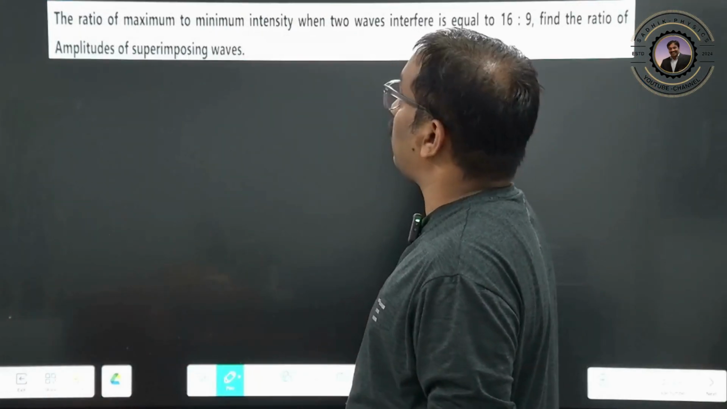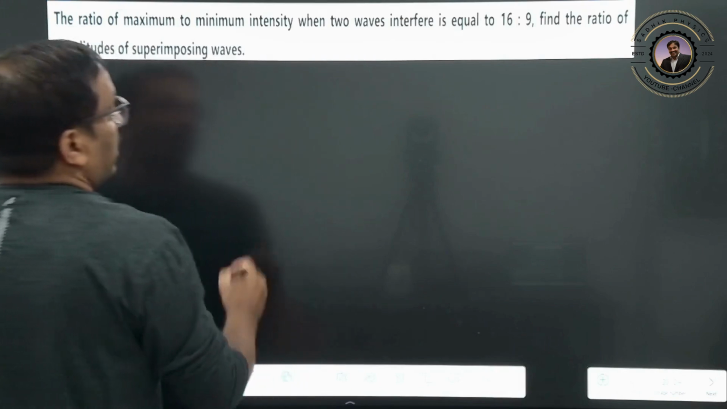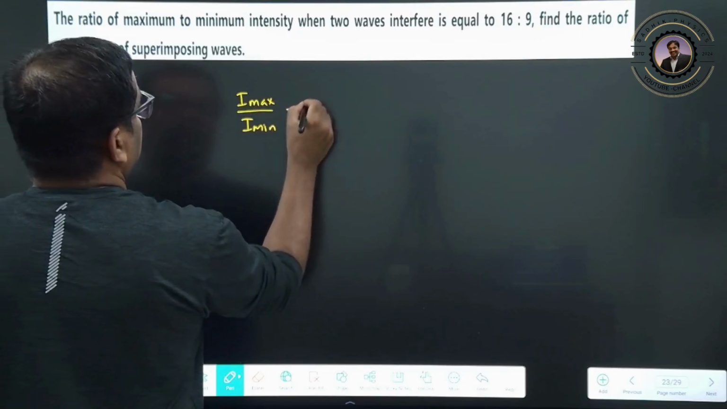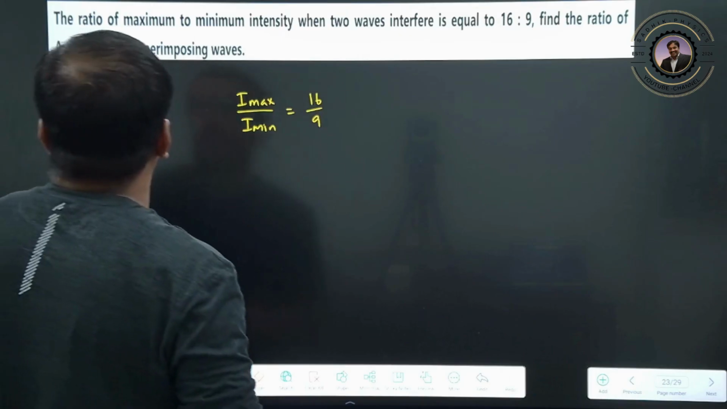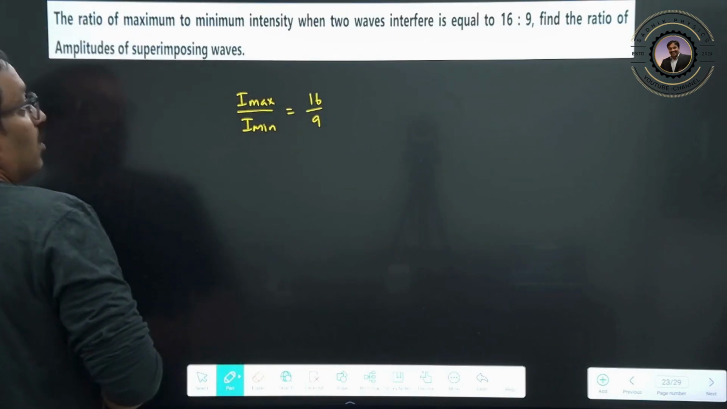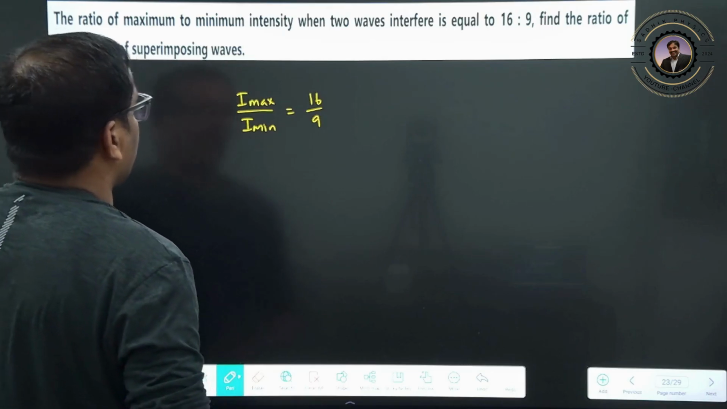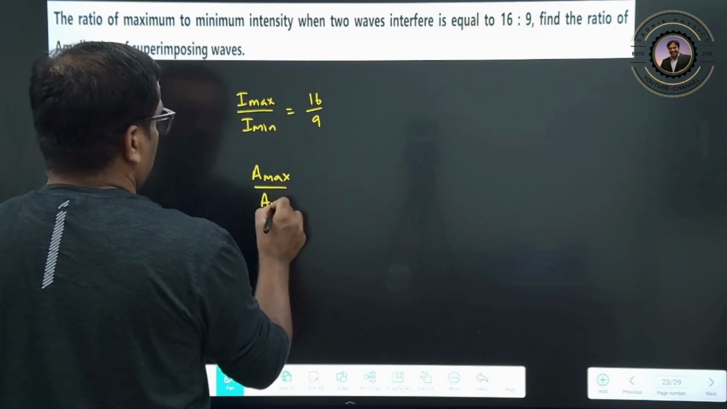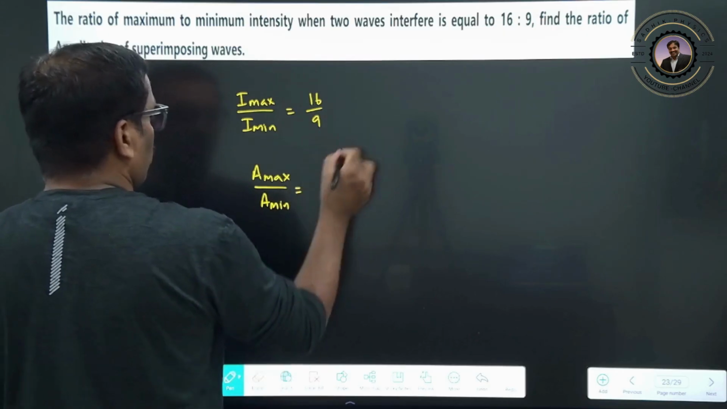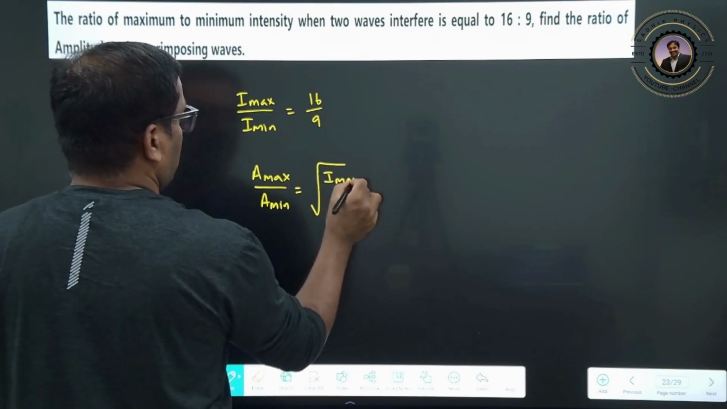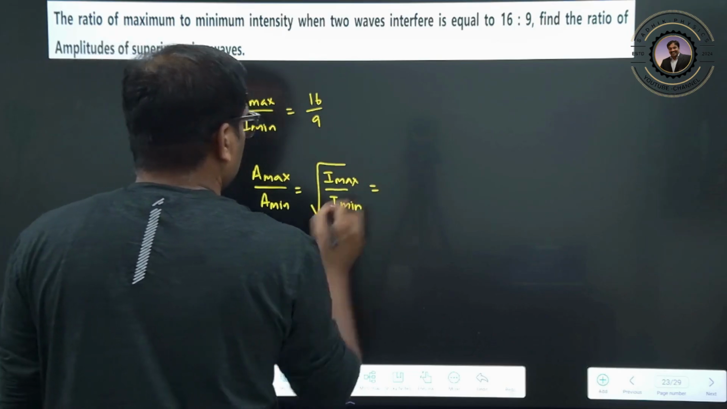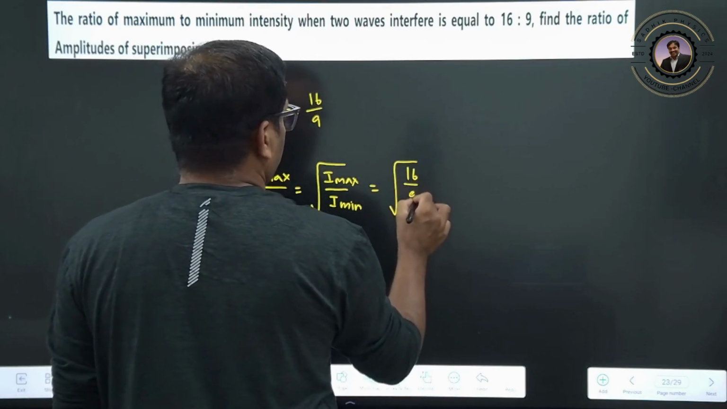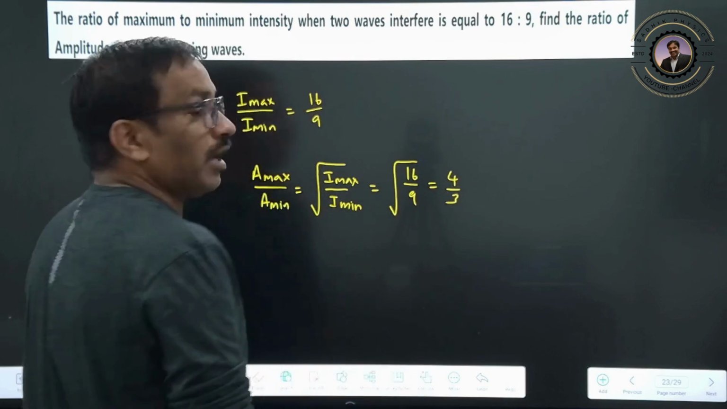Find the ratio of the maxima and minima intensities given as I max by I minima is given as 16 by 9. Clear? Find the ratio of their amplitudes now. So I max by I minima, therefore A max by A minima can be written as root of I max by I minima. Clear? So root of 16 by 9, therefore 4 by 3. A max by A minima.